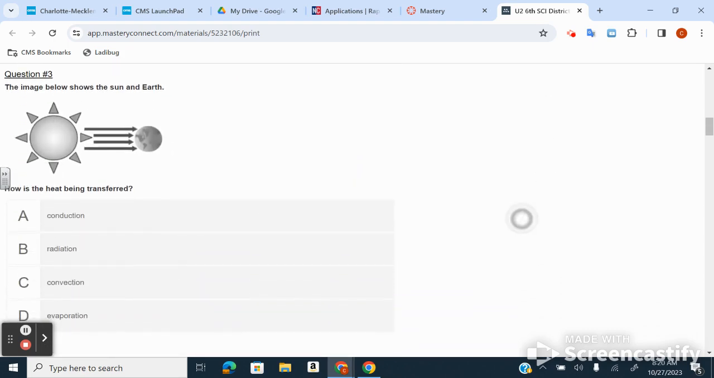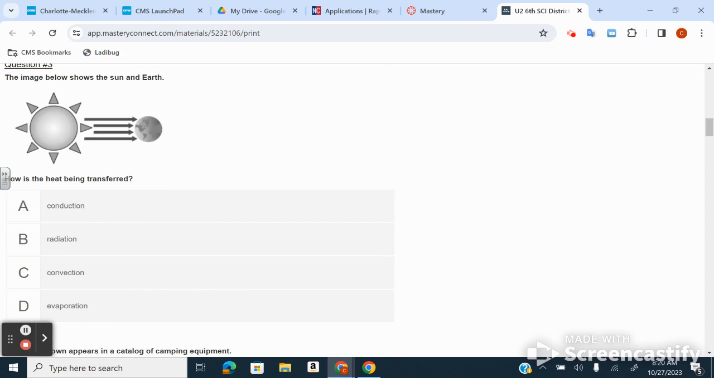Question number 3. The image below shows the sun and earth. How is the heat being transferred? A, conduction, B, radiation, C, convection, D, evaporation.